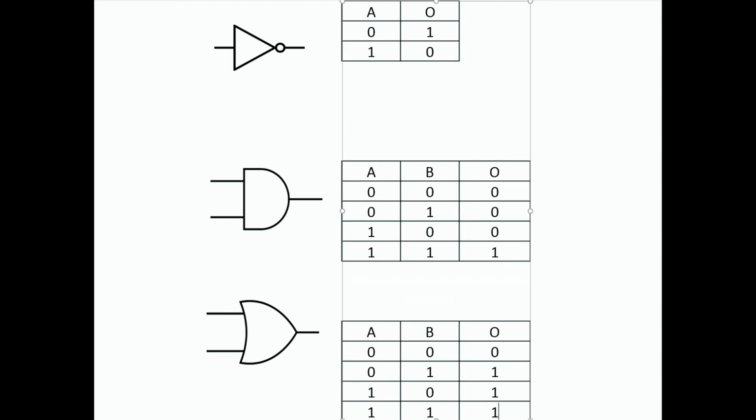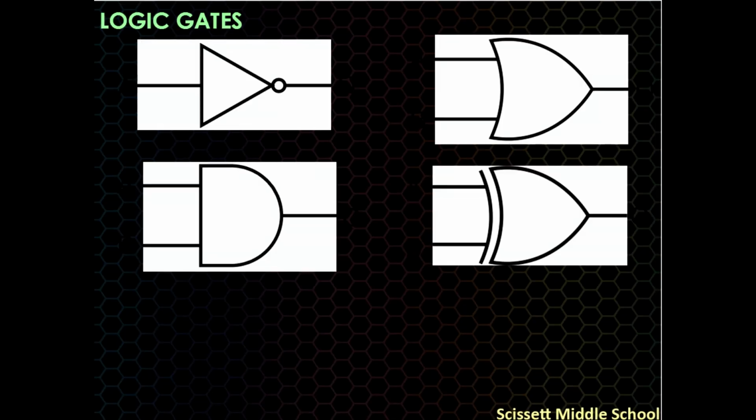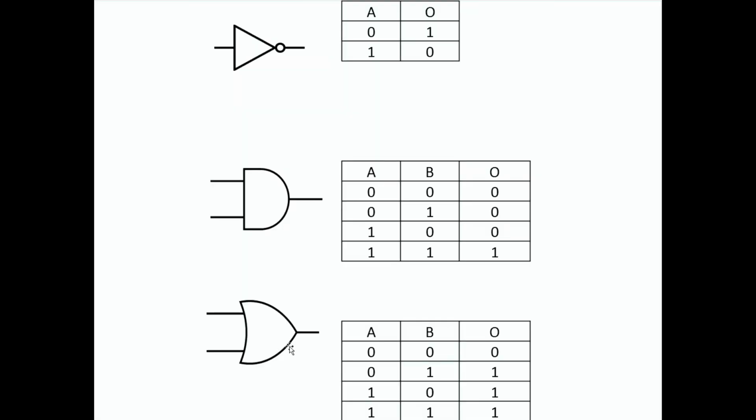Remember, for the XOR gate, that's this one, it's slightly different because you will get a 0 out here because it's exclusively A or B.